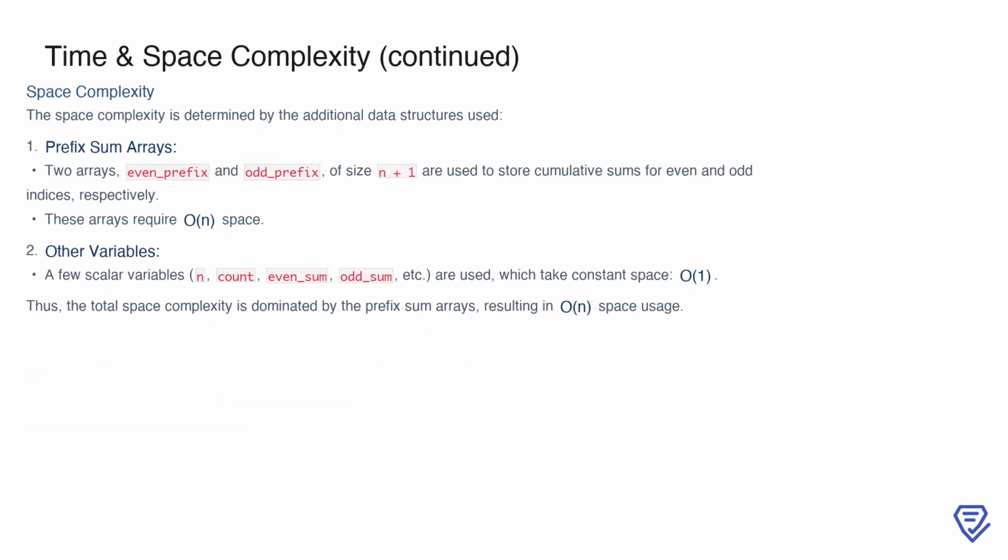Now, let's analyze the space complexity of the solution. The algorithm uses additional space to store two prefix sum arrays, even_prefix and odd_prefix. Each of these arrays is of size n plus 1, where n is the size of the input array. As a result, these arrays collectively require O(n) space. In addition to the arrays, the algorithm uses a few scalar variables such as n, count, even_sum, and odd_sum. These variables are independent of the size of the input and require constant space, or O(1). Therefore, the total space complexity is dominated by the prefix sum arrays, leading to an overall space complexity of O(n).